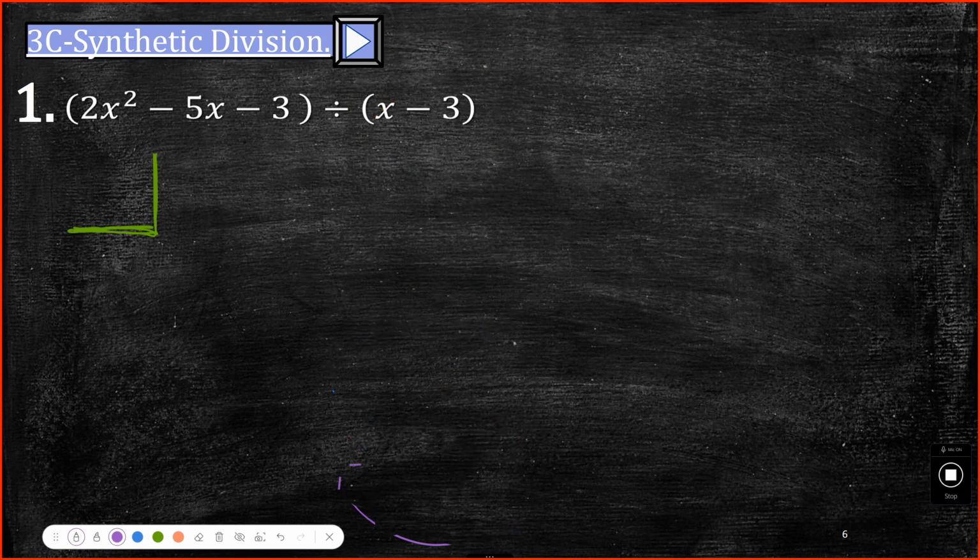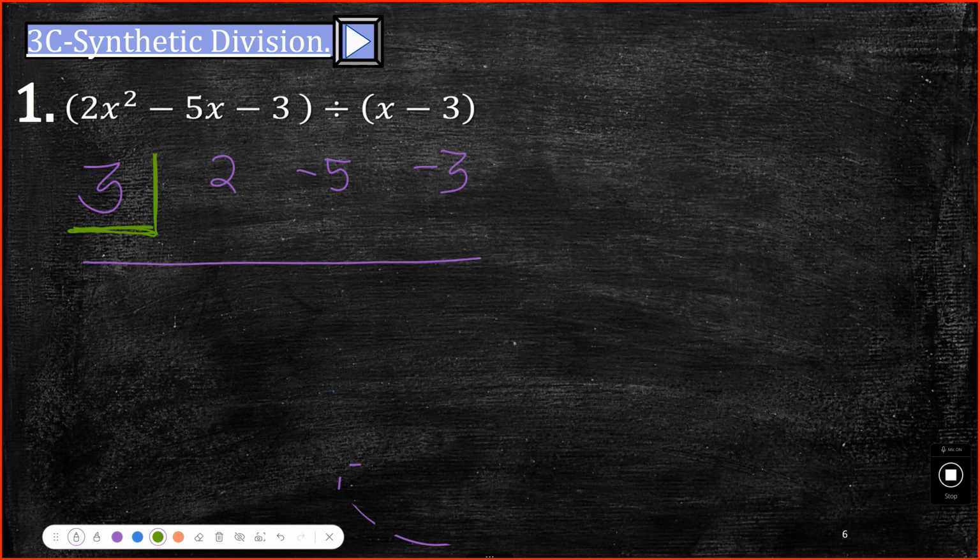So what goes in the box for this particular problem is going to be 3, in whichever way you look at 3. Then we draw a line under it, and then we put the coefficients. These are called coefficients, the numbers in front of the x's. So for this one, it's going to be 2, then negative 5 and negative 3.